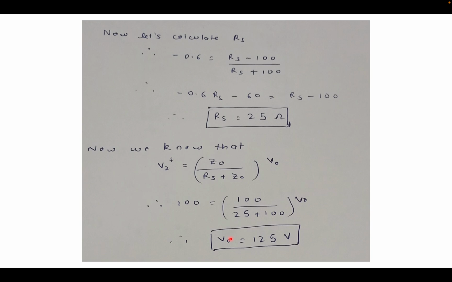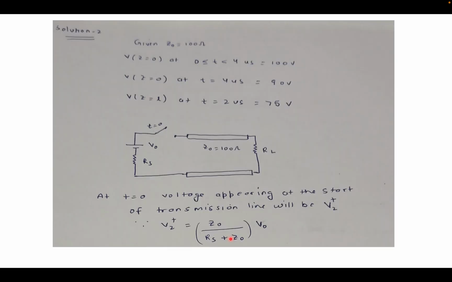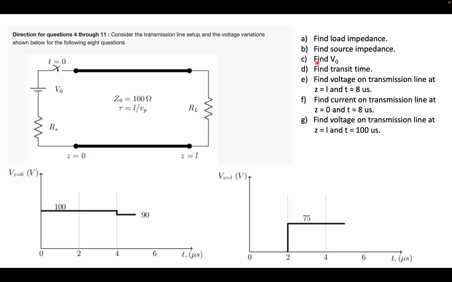Okay, so now we are able to solve three parts, and also the transit time is clear, it's 2 microsecond. Now we come to the fifth part. Find the voltage on the transmission line at Z is equal to L and t is equal to 8 microsecond. Can anyone tell the answer to this part E, if anyone has solved it in the assignment, what value did they get? What is the voltage on the transmission line at Z is equal to L and t is equal to 8 microsecond?